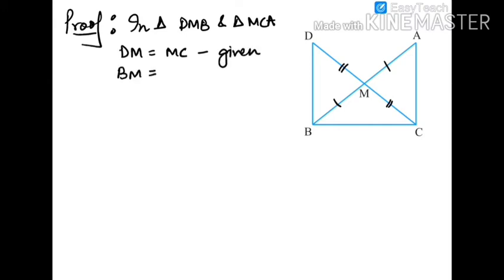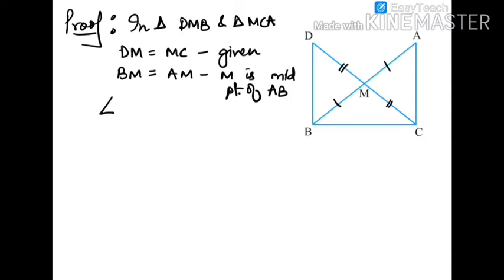In triangle DMB and triangle MCA, DM is equal to MC, given. BM is equal to AM as M is midpoint of AB.